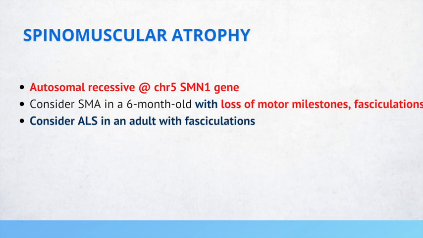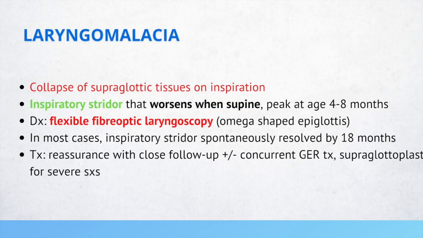If it were an adult patient, you want to think about ALS in an adult with fasciculations. But if they're around 6 months old and they have fasciculations and loss of motor milestones, think SMA. If a patient presents with inspiratory stridor that worsens when supine and they're around 4 to 8 months old, think about laryngomalacia. This is where they have a collapse of supraglottic tissues on inspiration, causing that inspiratory stridor.